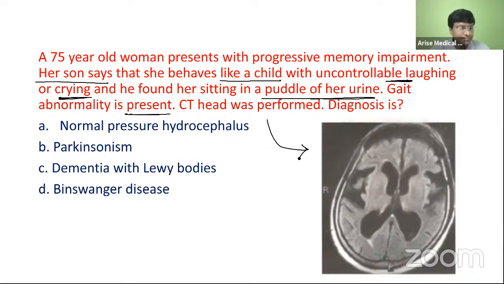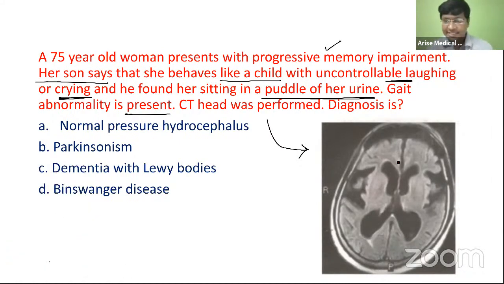So what are the points? Number one, progressive memory impairment. Number two, her son says she behaves like a child with uncontrollable laughing or crying, and he found her sitting in a puddle of her urine. Gait abnormality is present. What does the CT scan show? What is the diagnosis? Normal pressure hydrocephalus, Parkinsonism, dementia with Lewy bodies, Binswanger disease. I will tell you the positive points in the CT.